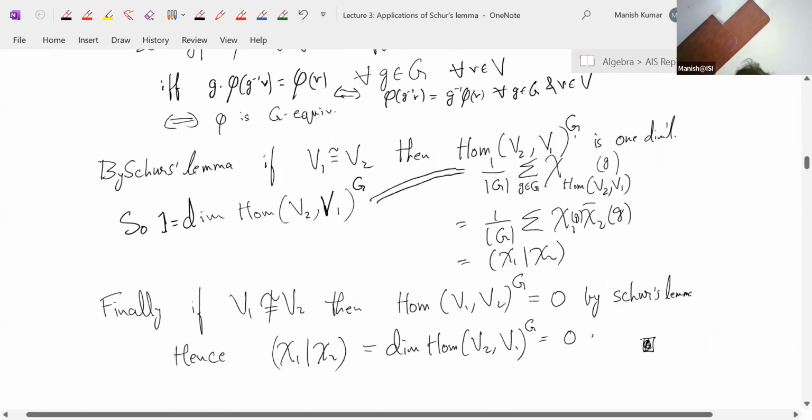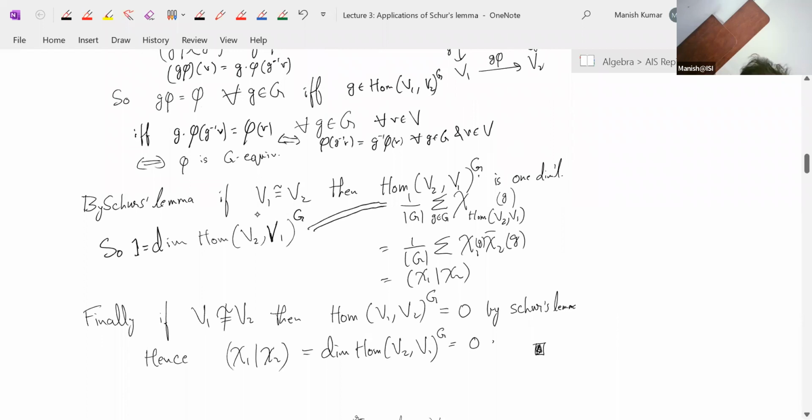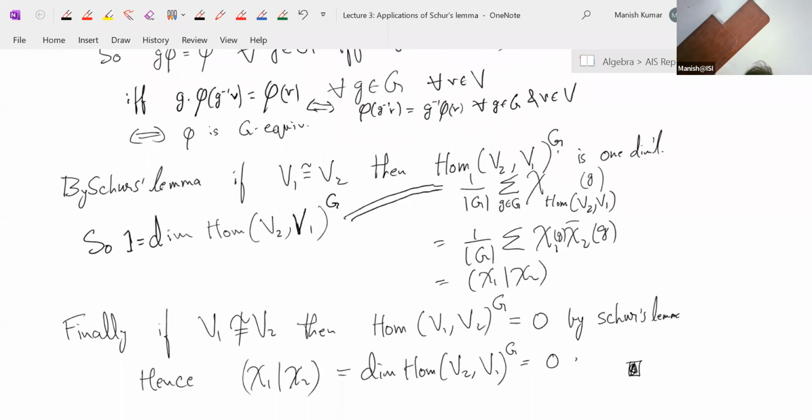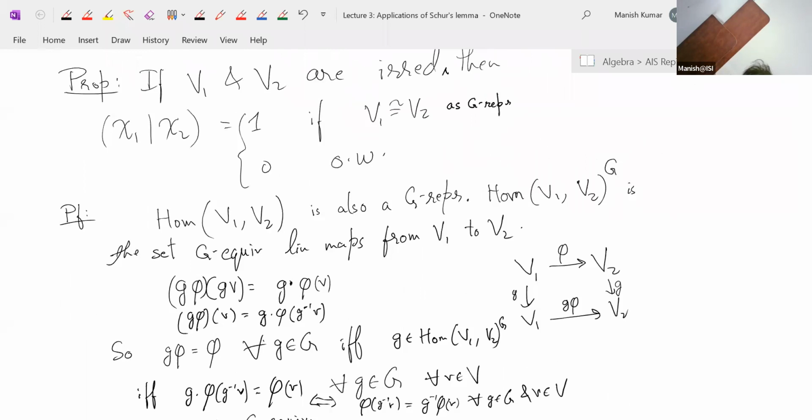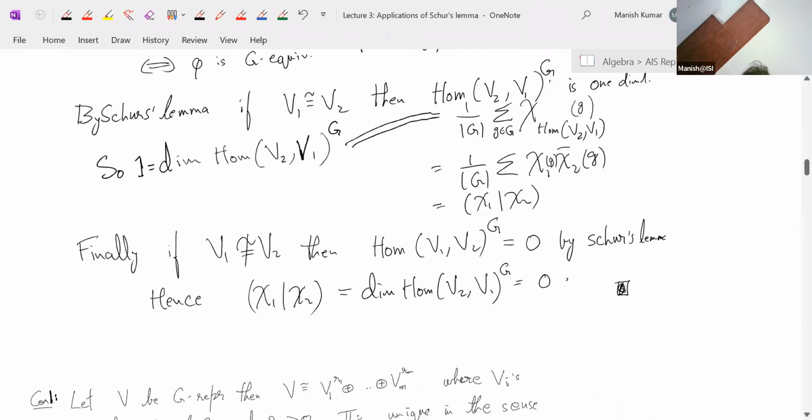Any questions on this before I move on? So it's not a difficult proof. It just needs this observation and how the characters of this Hom look.